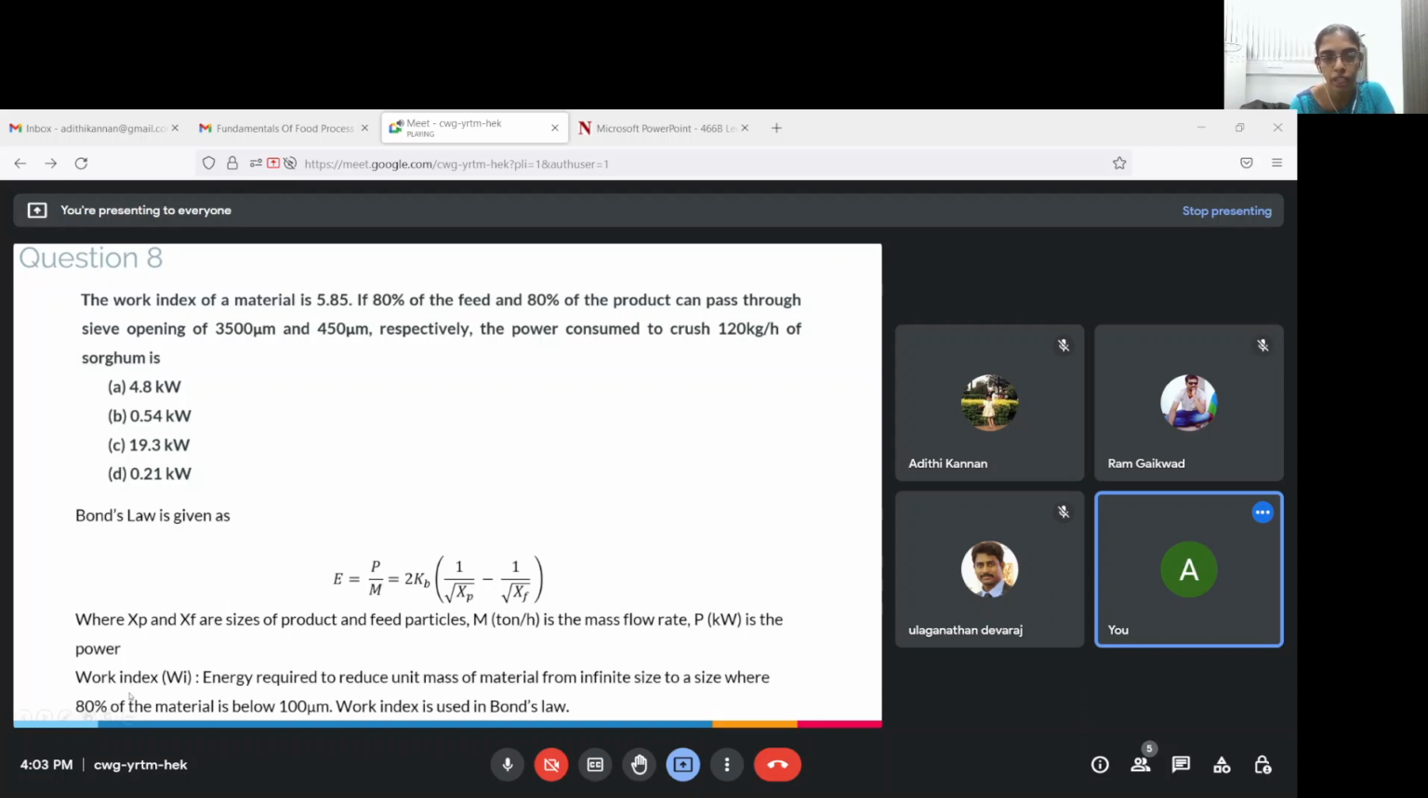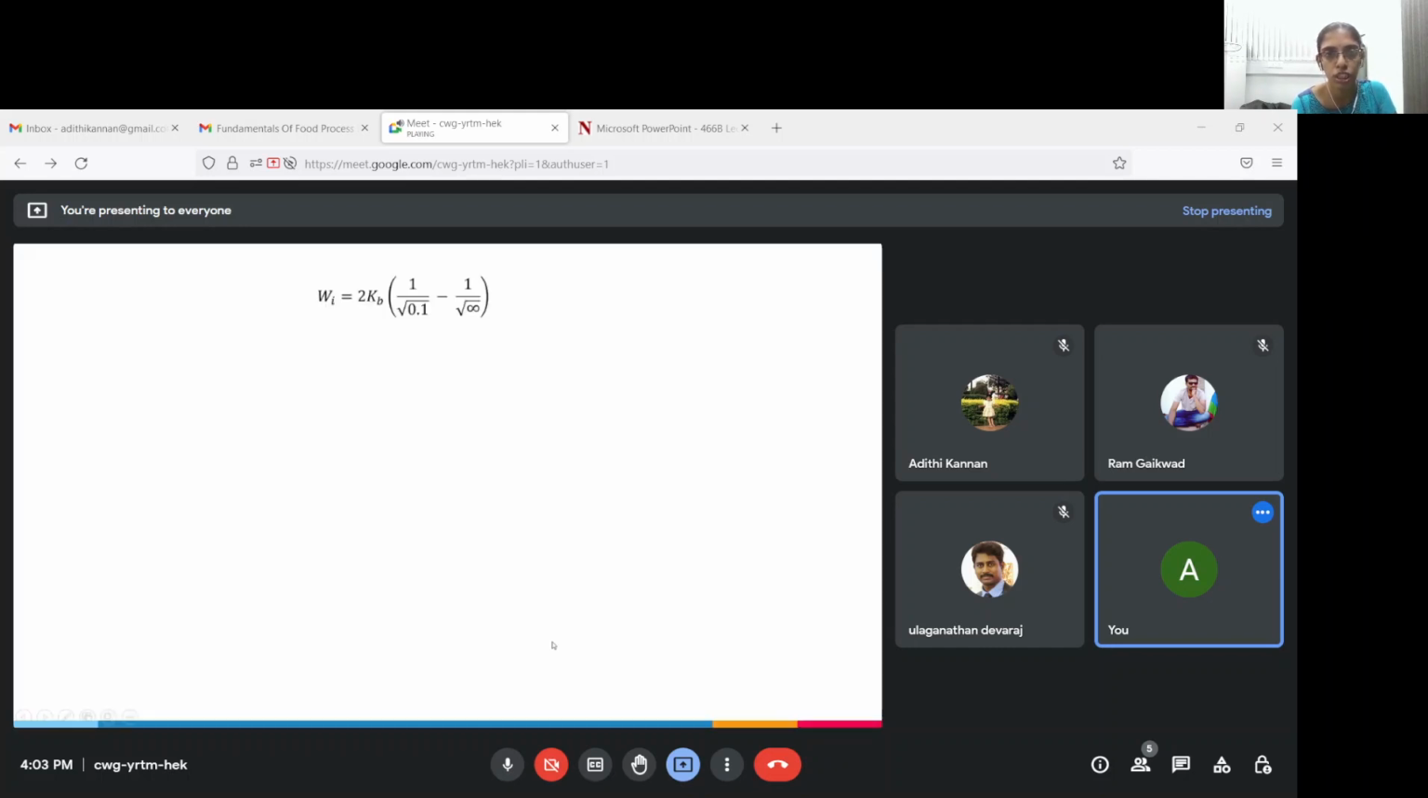As I mentioned, work index is the energy required to reduce unit mass from infinite size. That is, XF will be infinite and 80% of the product material will be 100 micrometer, so XP will be 100 micrometer. When you substitute those in the equation, the energy required Wi is equal to 2 kb into 1 by root of 0.1. In this, XF and XP should be in millimeters, not micrometers. That is how you will substitute in the formula. So 100 micrometer converted into millimeter is equal to 0.1 millimeter.